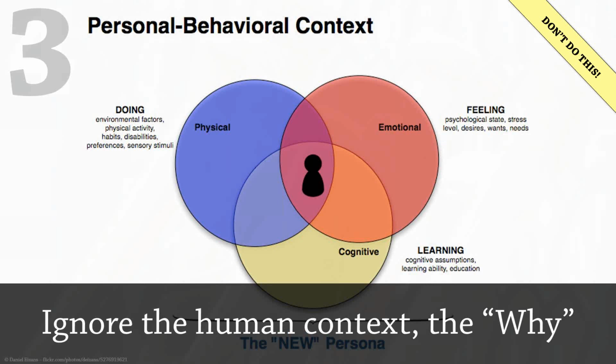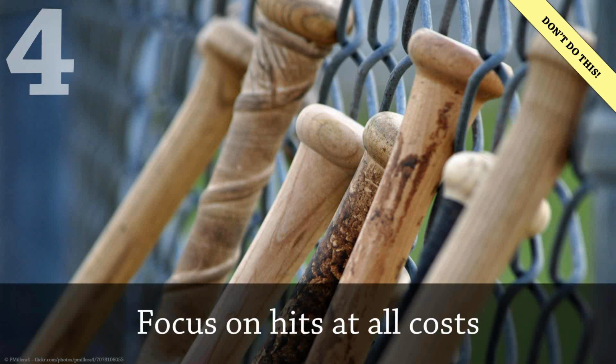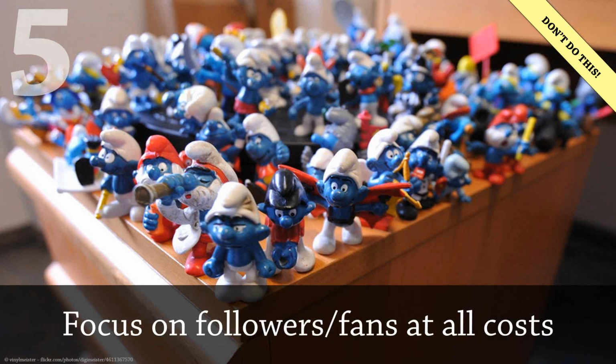Another problem is that a lot of organizations tend to focus on one particular metric. It's the metric to rule all other metrics, instead of looking at the ecosystem of metrics and a series of metrics that actually tell them more about how their business or the organization is doing. So something organizations do is to focus, say, on hits, perhaps, at all costs. Another thing organizations do is to focus on followers or fans or some other metric at all costs.